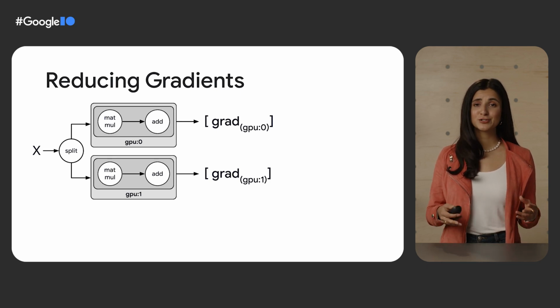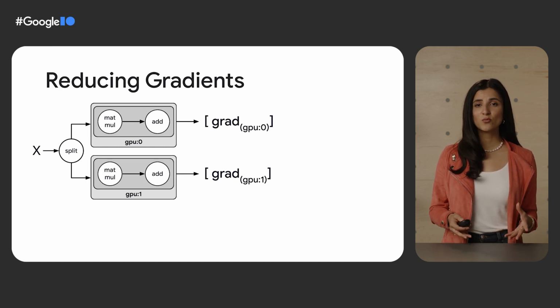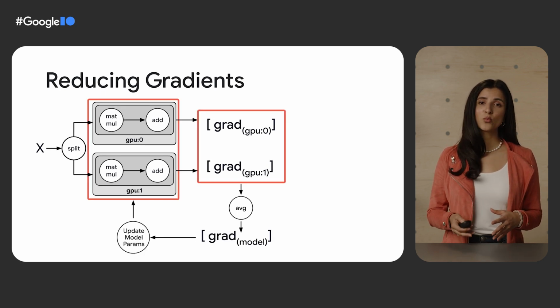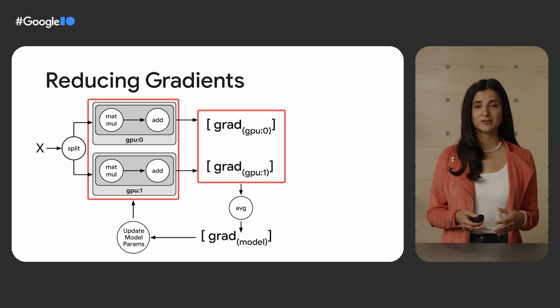But we now have two sets of gradients, one computed by GPU 0, the other by GPU 1. So we need some way of turning these two sets of gradients into one. We're going to do this by averaging the gradients in a process known as allreduce, and then use this average value to update our model parameters. Turning these two sets of gradients into one set of gradients happens at the end of each step.